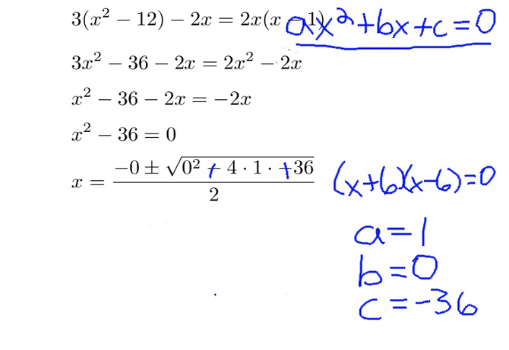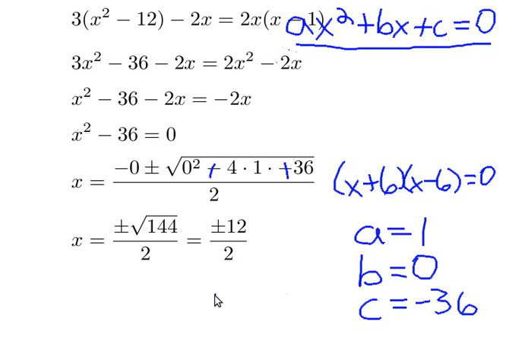So we have that x equals, now to simplify this quite a bit, negative 0, you can leave that off. So that's just going to be plus or minus the square root of 0 squared, we can leave that off, 4 times 36, so 4 times 36 is going to be 144, over 2. Okay, so let's figure out what the square root of 144 is. We know what the square root of 144 is, it's 12. So that means we have plus or minus 12 over 2.